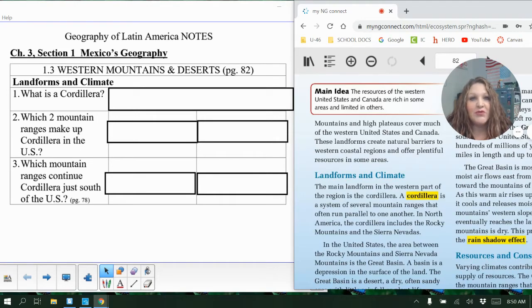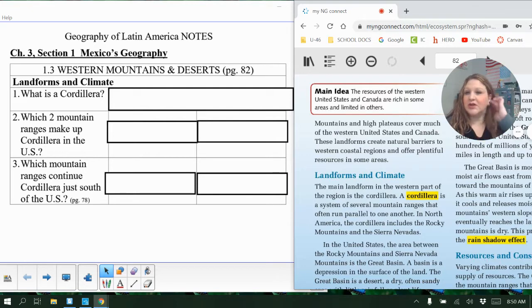Hello students, we are moving into our next unit, which is Geography of Latin America. For this unit, we are going to be covering 3 different chapters. We're going to bounce around a little bit between chapter 3, chapter 5, and chapter 7. Chapter 3 is about Mexico, chapter 5 is about Central America, and chapter 7 is about South America, which are the 3 subregions of Latin America.